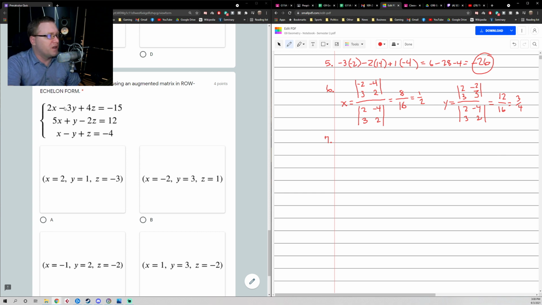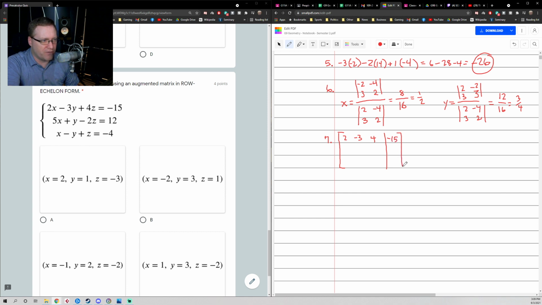Number 7, let's write down our augmented matrix. How do we write an augmented matrix? Well, remember we write the coefficients. So it's 2, -3, 4, and then we draw a line here, and then we write -15.